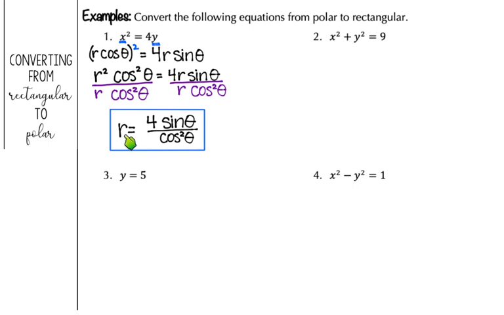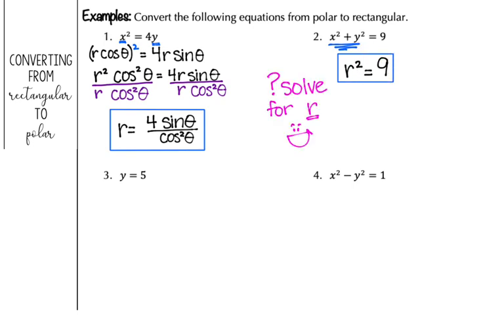We try, if we can, to solve for r. If we can. In this problem over here, we've got x squared plus y squared. Well, that's r squared equals 9. We don't want r squared if we can. We want to try to solve for r. So when we solve for r, we get positive or negative 3.